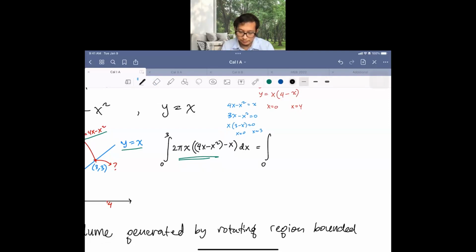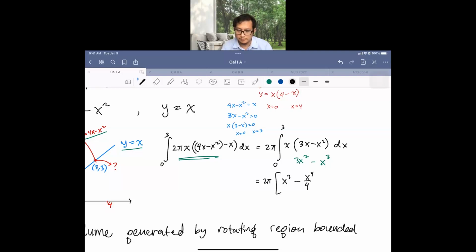But let's continue. So we could have 2 pi x, and then this will be 3x minus x squared. Or maybe we could take this 2 pi out. Okay, and then this will be 3x squared and then minus x cubed. So we could write 2 pi, this will be x cubed minus x to the power of 4 over 4, and then from 0 to 3.